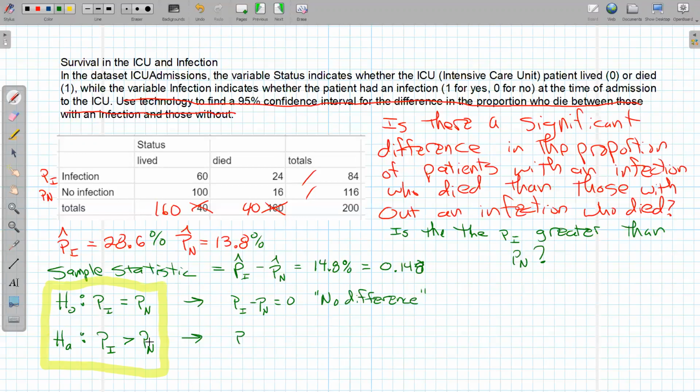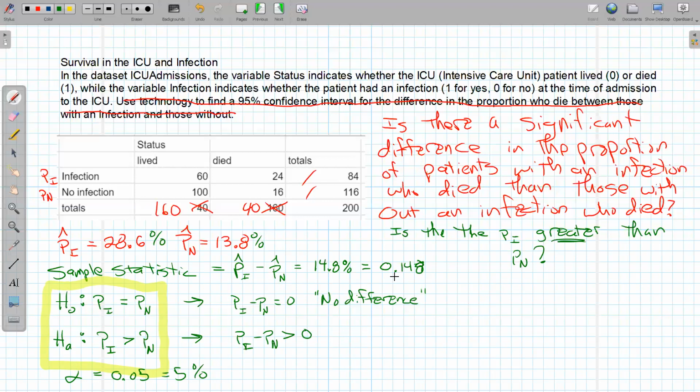So that would be saying if I subtract the proportion of non-infection to the other side, PI minus PN is bigger than 0. Okay, so that's that whole greater thing there. Not only do I think there's a difference, I think that the proportion of people with infection die at a higher rate than the people without. Significance level, I'm just going to go with the standard. Alpha is 0.05, 95% significance level.